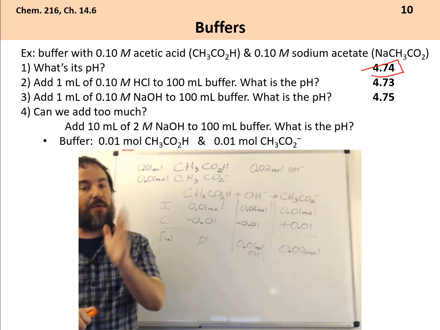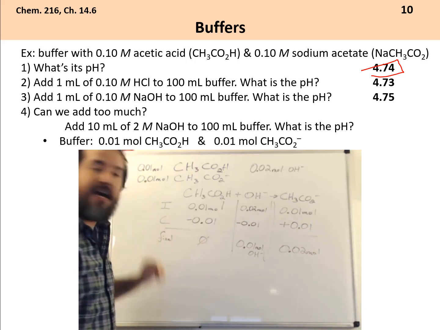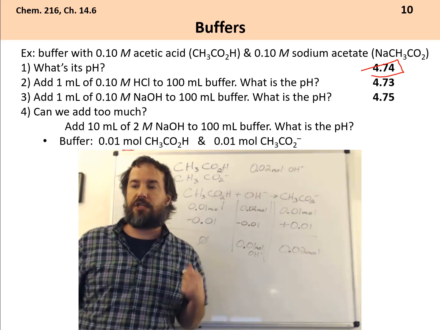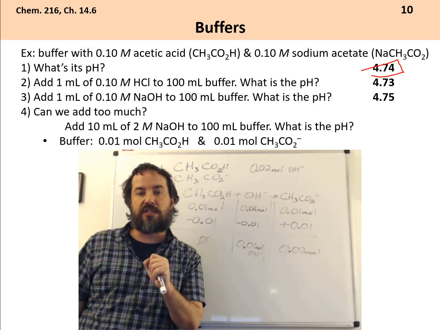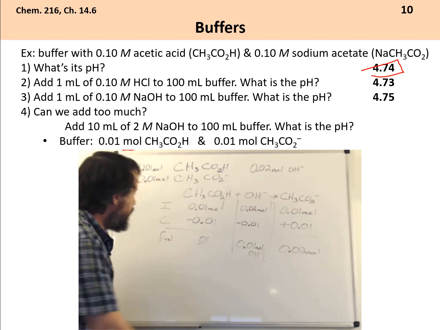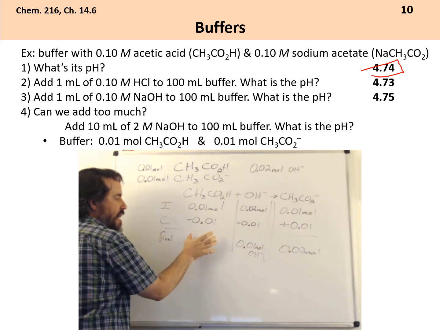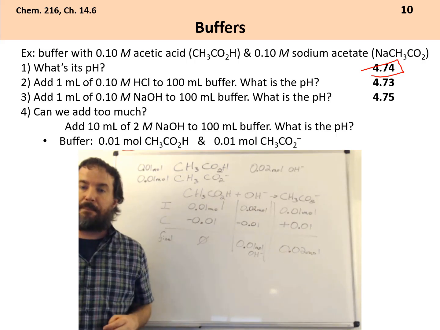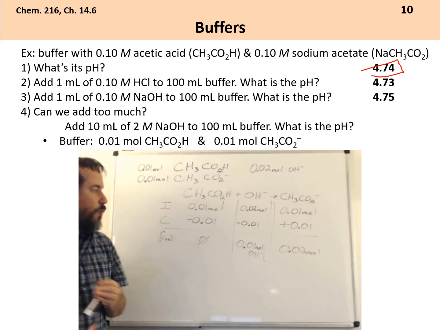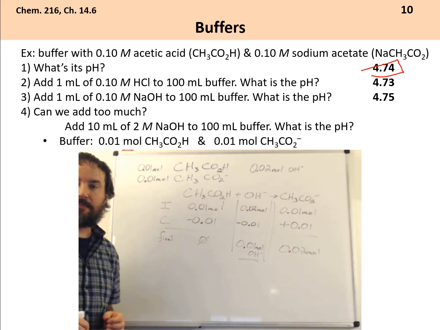Now, in the previous problems, what did I do next? Next, I would use the Henderson-Hasselbalch equation. But the Henderson-Hasselbalch equation only works if I have a buffer. Do I have a buffer anymore? No. I have 0 moles of my weak acid. So I no longer have a buffer. Instead, what I have is some leftover OH minus.